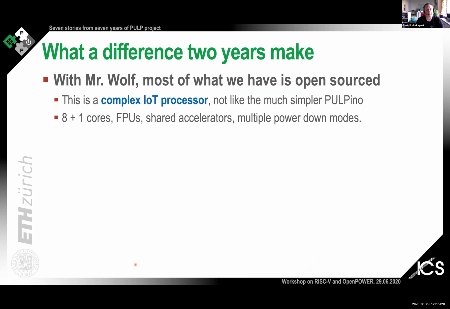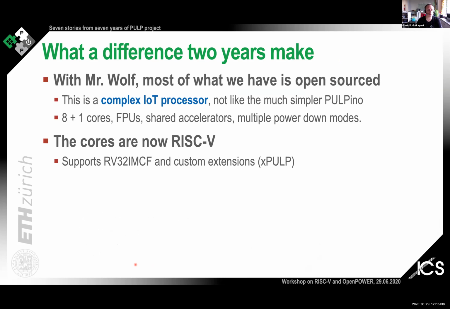So at this point, when we release Mr. Wolf, most of what we have is already open source. It's a complex IoT processor. It's not the very, very simple Palpino with a simple core and divided instruction and data memory. It has 9 cores, FPUs, shared accelerators, multiple power domains, power down modes. And we now have RISC-V cores with IMCF and then custom extensions that we use to accelerate different things.